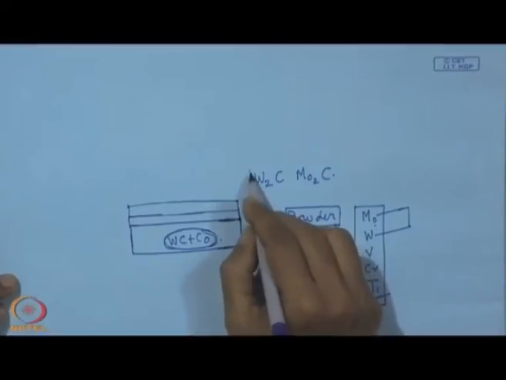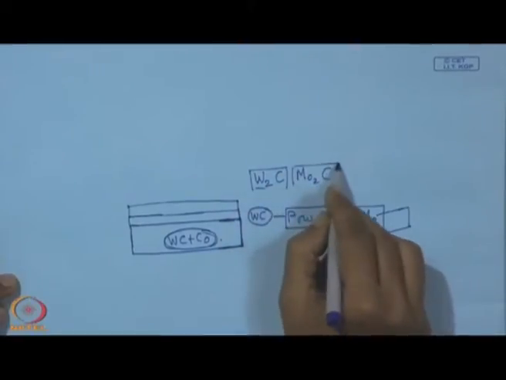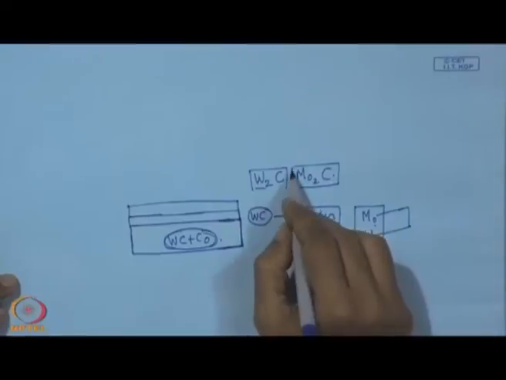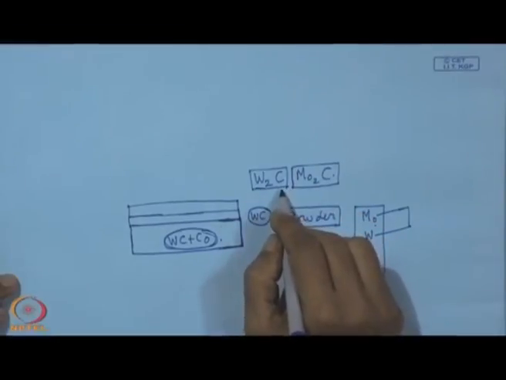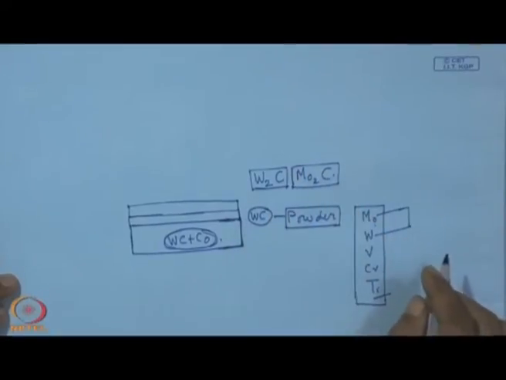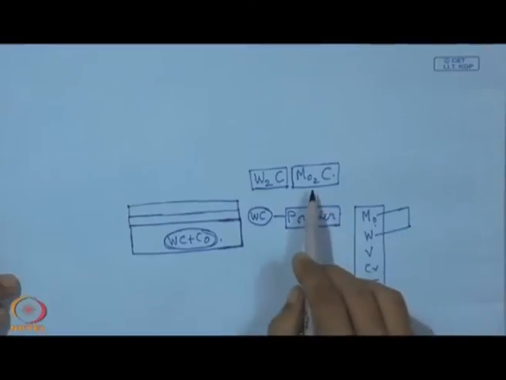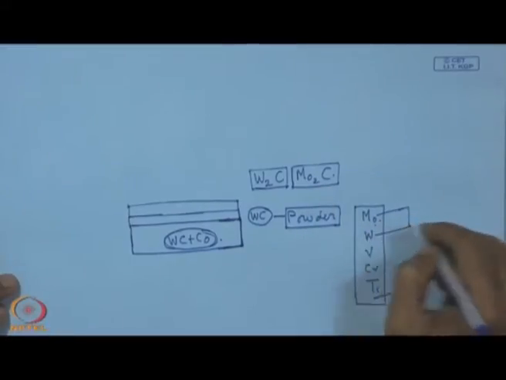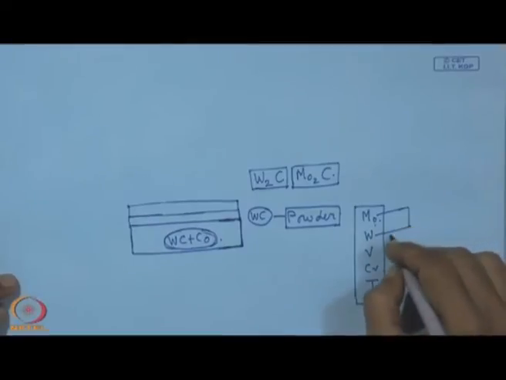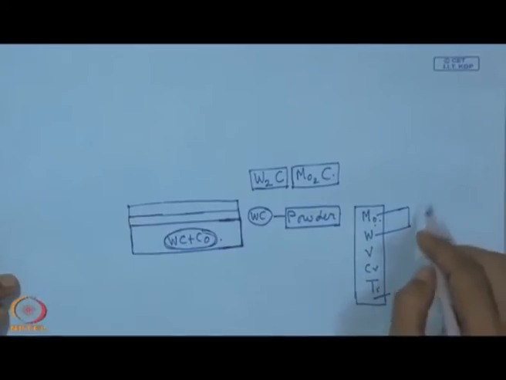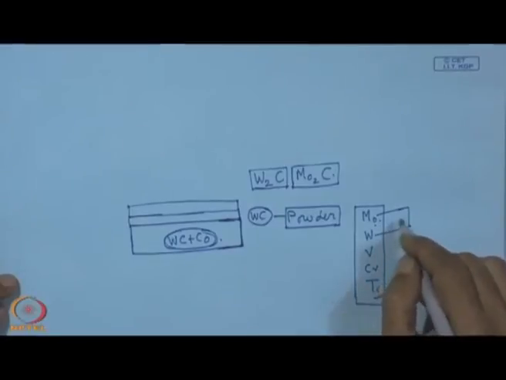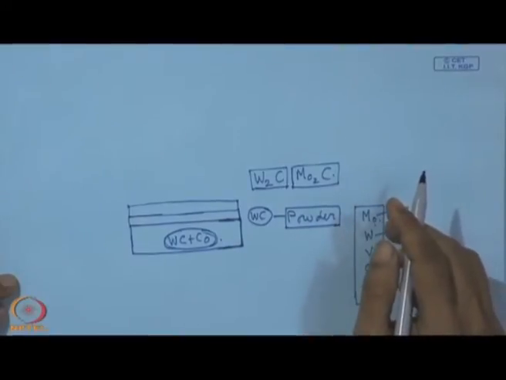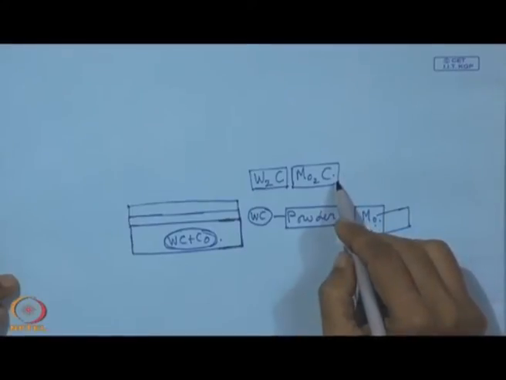So, these W2C or Mo2C carbides are formed over this surface when this methane comes over it, and immediately this type of carbide is formed, over which this high density diamond nucleation is possible. So, molybdenum and tungsten facilitate formation of such kind of carbide, and that is followed by nucleation with high density of diamond.